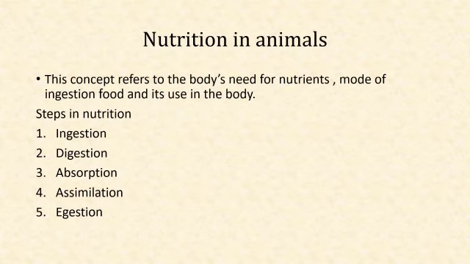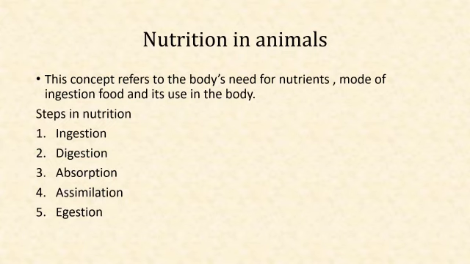Nutrition in animals. Nutrients are very essential for proper functioning of the body, which are obtained from food. They are supplied to the various parts of the body through blood. The food that we consume does not mix with blood as it is. It needs to convert into soluble forms that can easily mix in blood.